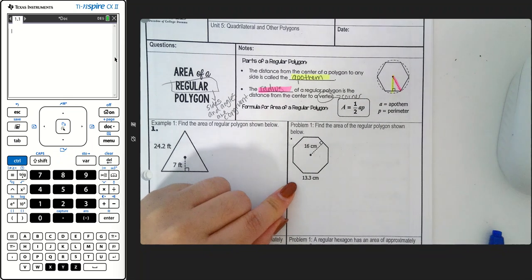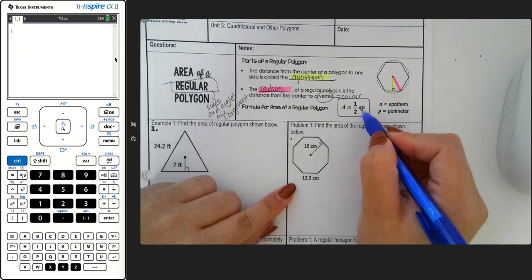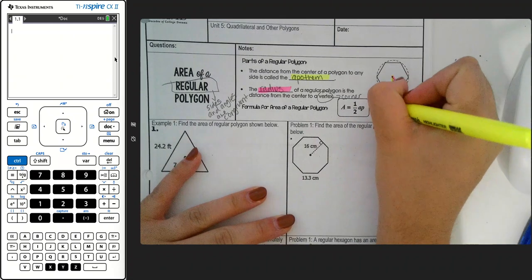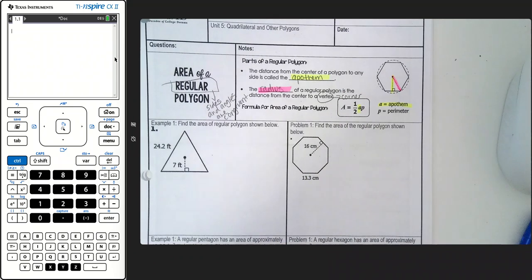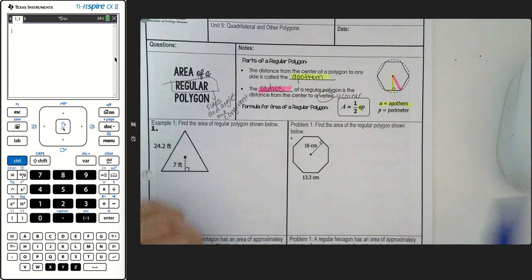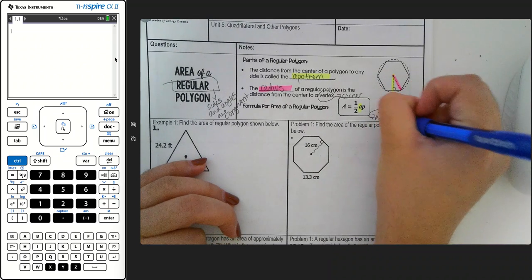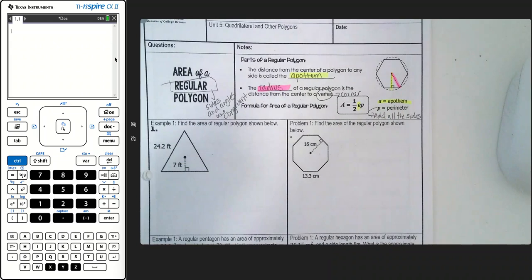Okay. And there is a formula to find the area of a regular polygon, which is 1/2 times A times P. The A means the apothem. So that means that you need to get the measurement of the apothem, the distance of that line, and multiply it by P, which is the perimeter. How do we get the perimeter? We add all the sides of the shape. That's how we get the perimeter.